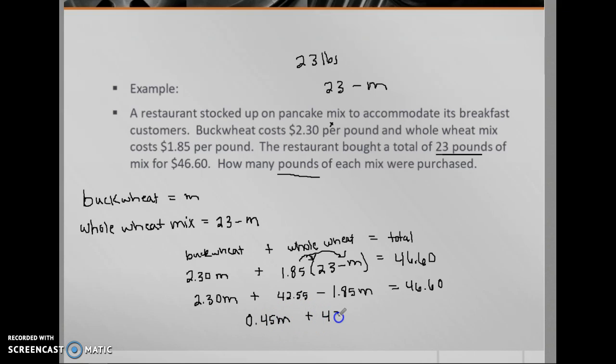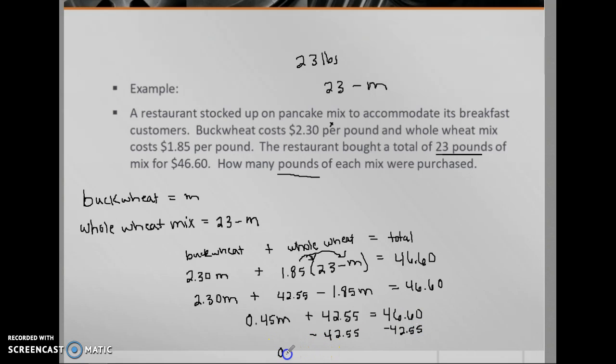Plus I still have the $42.55 equal to our $46.60. And hopefully now you can see how we're solving this. You can kind of plan ahead for how it would be solved. Get our M variable by itself, so subtracting $42.50 from each side, or 55 cents.